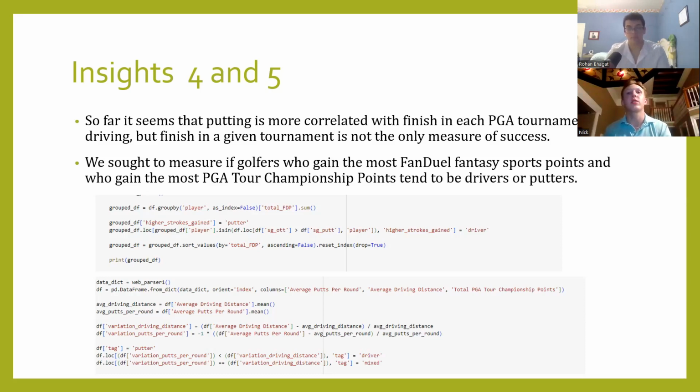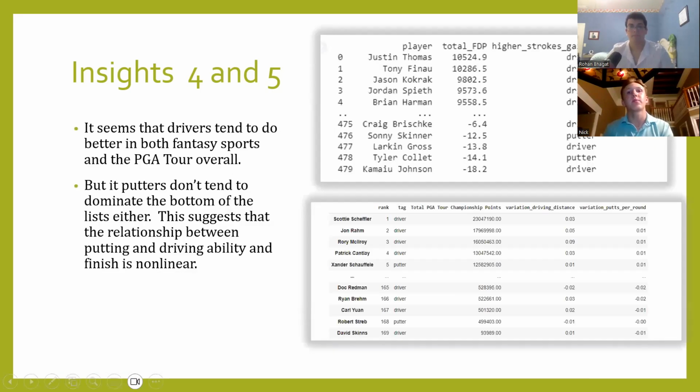So what we did was we took the average driving distance and the average putts per round, and then we sorted for players that were significantly above or below the mean. And we also tried to assign those values equal statistical variations. And then we categorized players, again, based on whether they were a putter or a driver. And we were able to see the output of those results based on their total PGA Tour Championship points. And here we see the output of those.